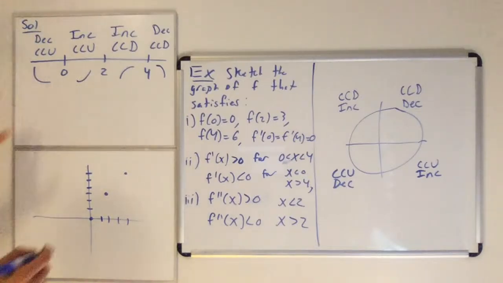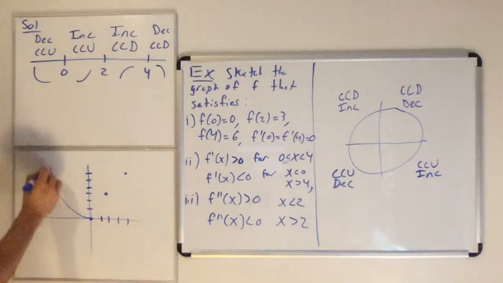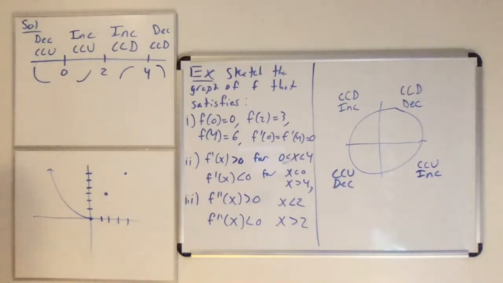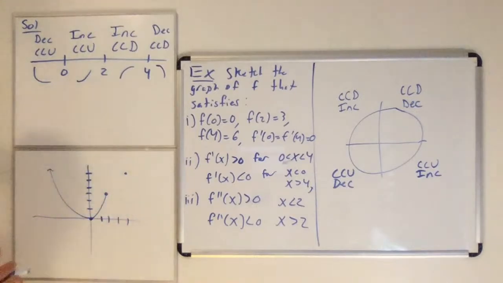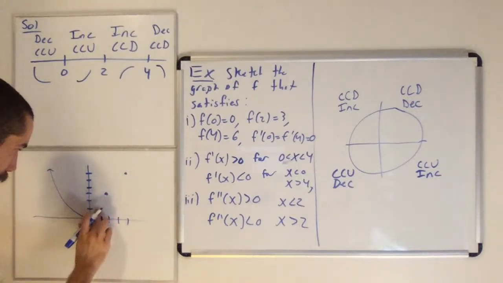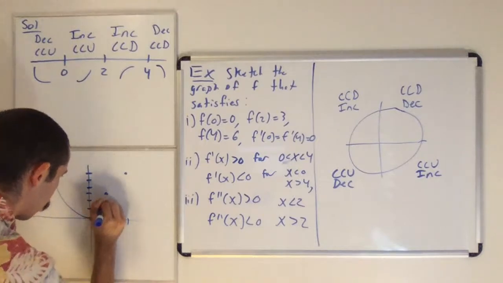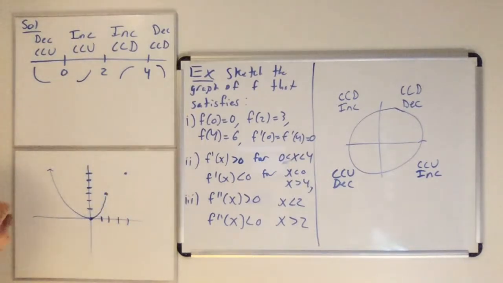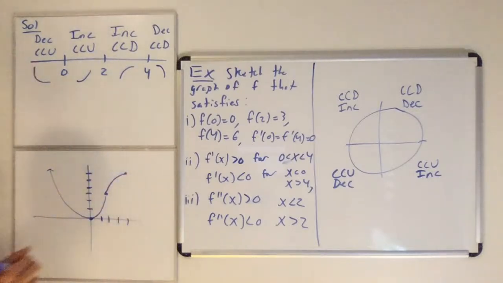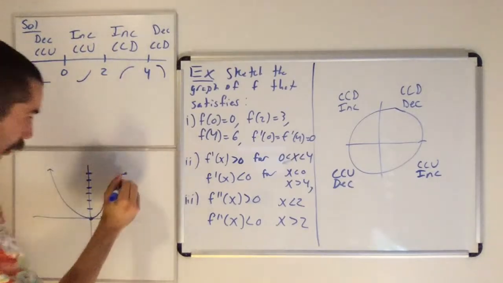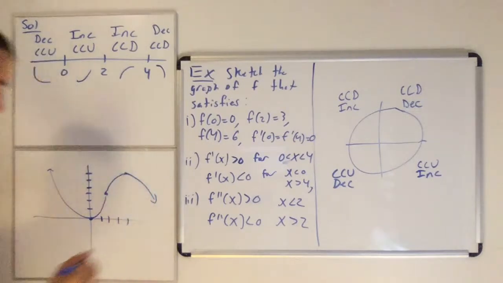Okay. So to the left of 0, we're off in this direction. Between 0 and 2, let me really exaggerate this. They look like this. Between 2 and 4, and 4 to infinity, we look like this.